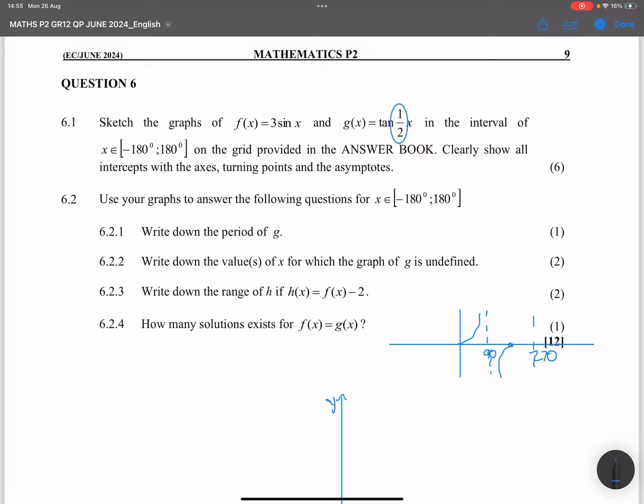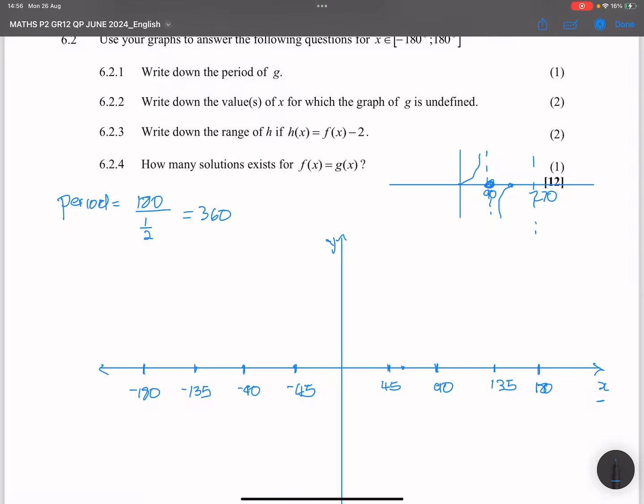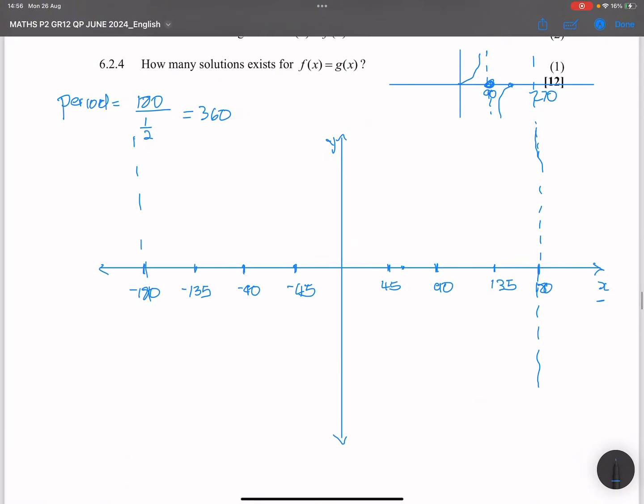But now, which means that our period is no longer going to be 180, right? So please remember, how do you calculate period? For the tan graph, it's 180 divided by the frequency. Our frequency is the coefficient of x, so that's divided by half, and so that's 360. So we're not going to have an asymptote as per usual at 90, but instead we're going to have an asymptote at 180. Okay, so meaning I'll have another asymptote over there.